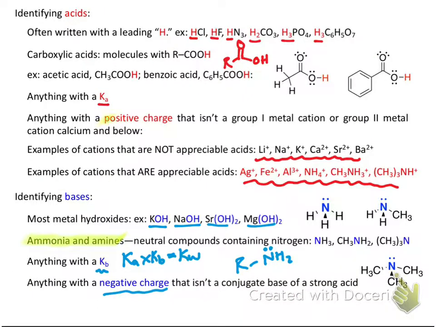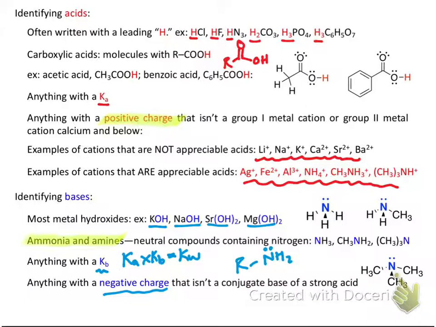If anything has a positive charge that isn't a group 1 metal cation or a group 2 metal cation, calcium and below, it can act as an acid in aqueous solution. Positive charges are good at accepting electrons. Classic example of a Lewis acid. They can oftentimes donate H+, etc.